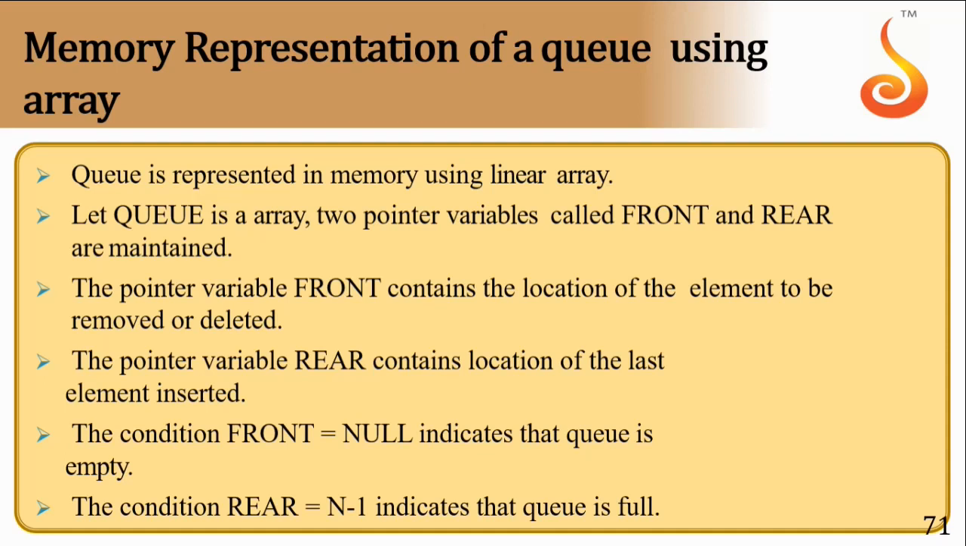The pointer variable rear contains the location of the last element inserted. So if you want to insert one more, you have to check whether rear is n minus 1, because 0 to n minus 1 is the size, right? If the queue has n elements, then 0 to n minus 1 would be the locations of that. So if rear is pointing to n minus 1, it means there is no place in the queue to insert, that is, the queue is full or overflow.